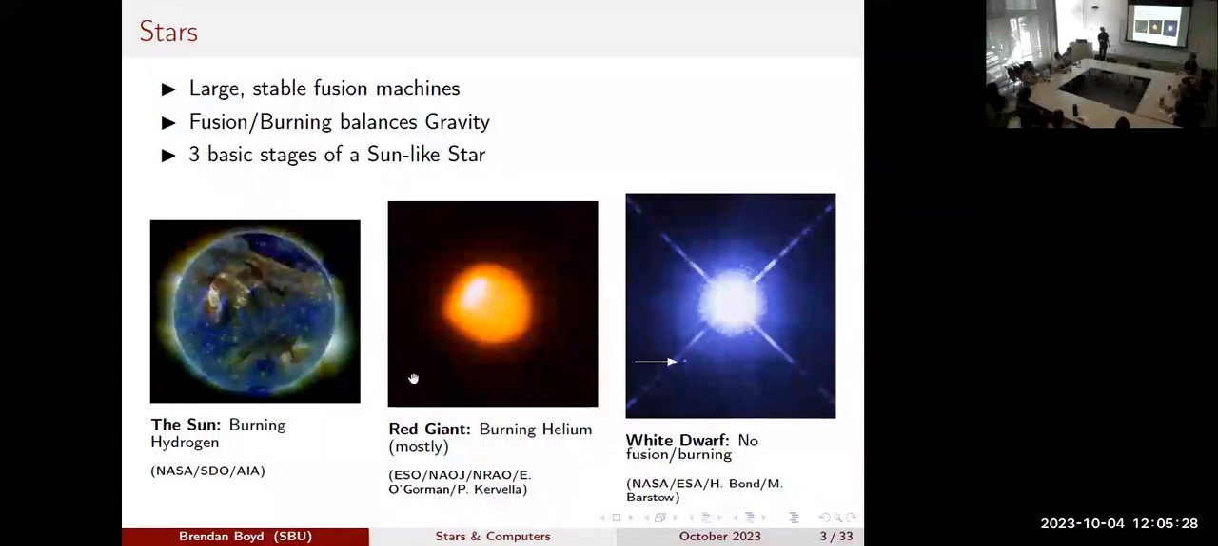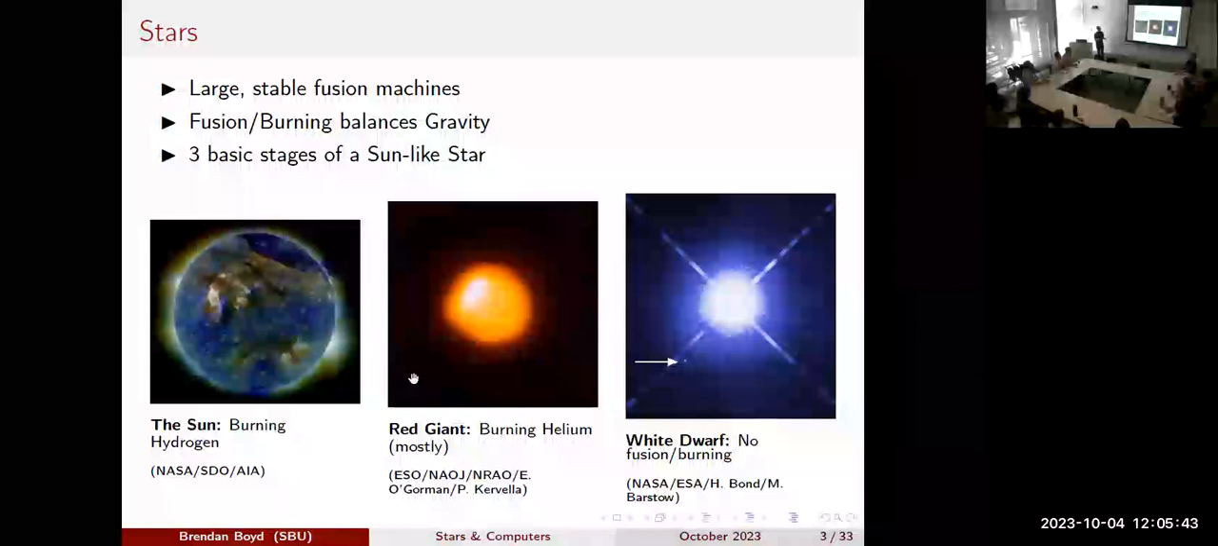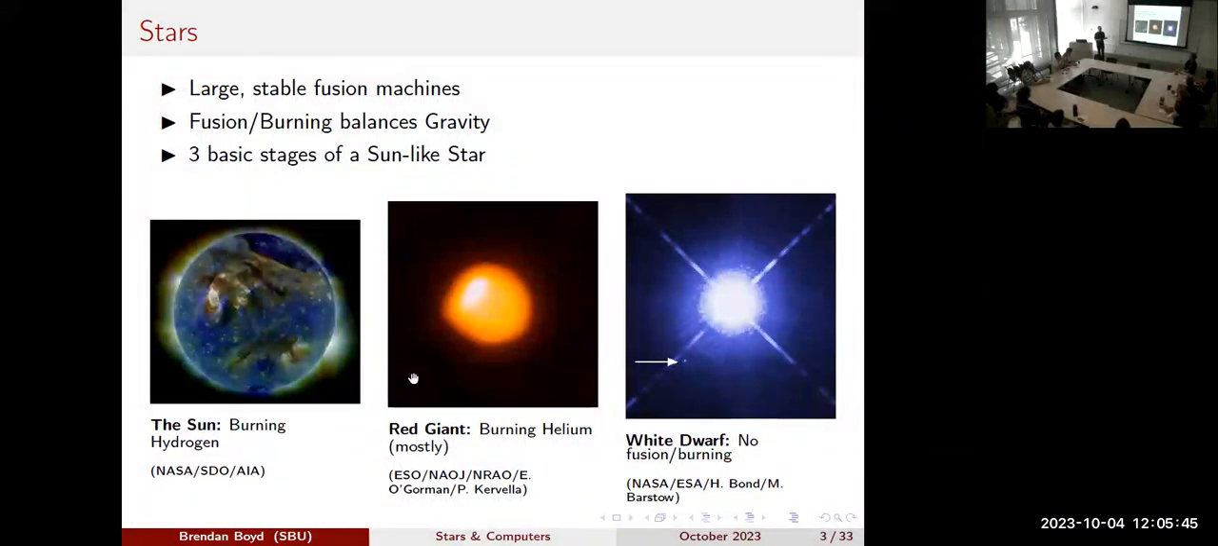Then finally, after we run out of helium, we end up with what's called a white dwarf. So this little guy right here that the arrow is pointing at, that's the white dwarf, right next to a regular star. These things are much, much smaller than your standard other stars in this lifetime sequence. And they don't actually do any fusion or burning of anything. So we'll talk more about what keeps them from collapsing under gravity.